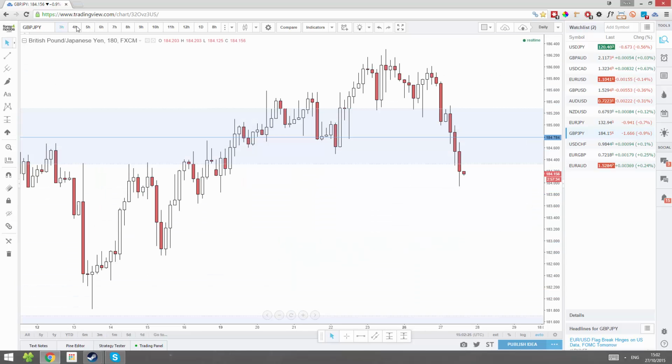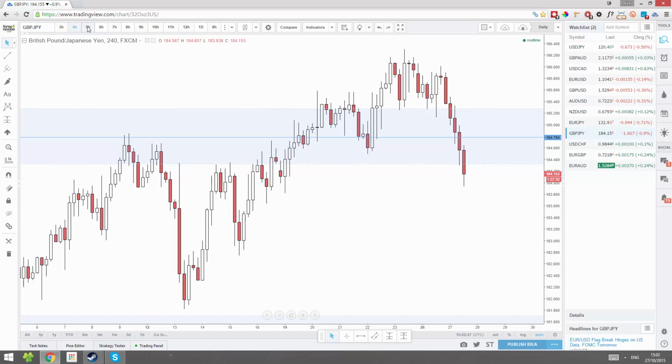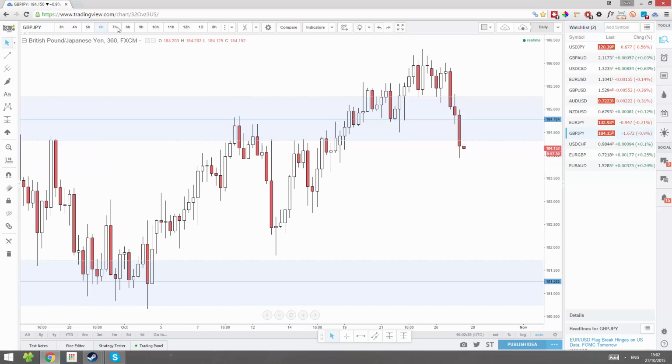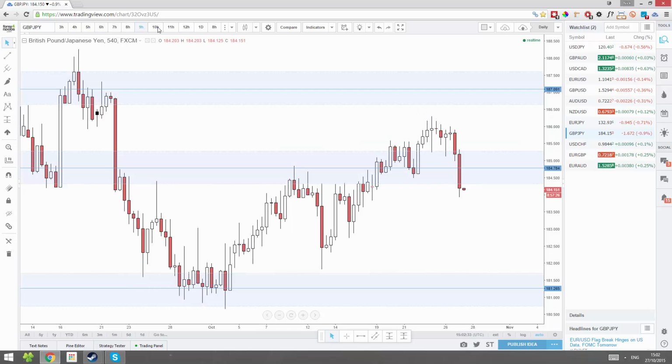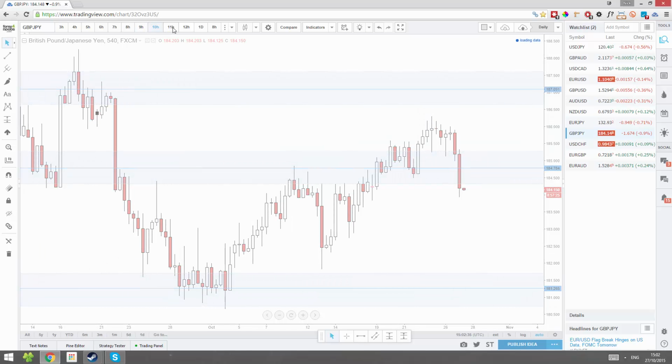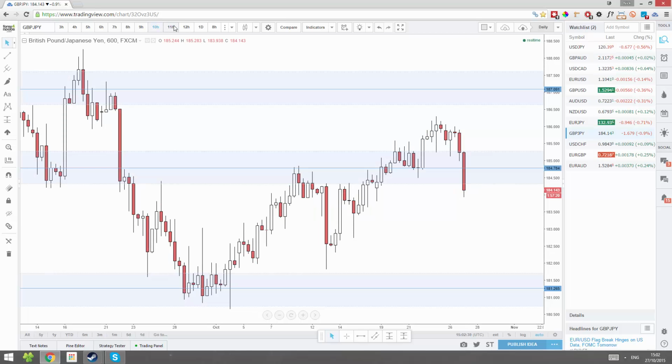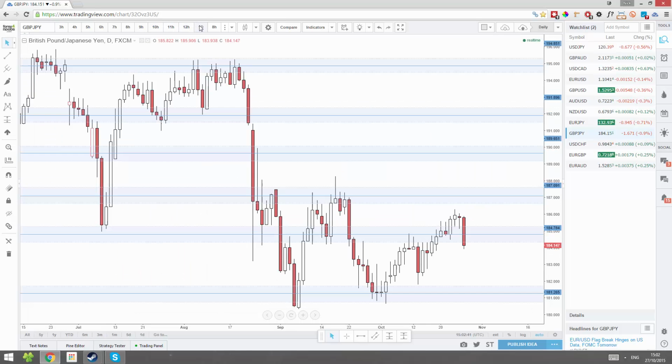GBP JPY. Let's see what that's doing. Falling straight through this area. There's no real potential for a setup here. No preceding trend, and yep, nothing.